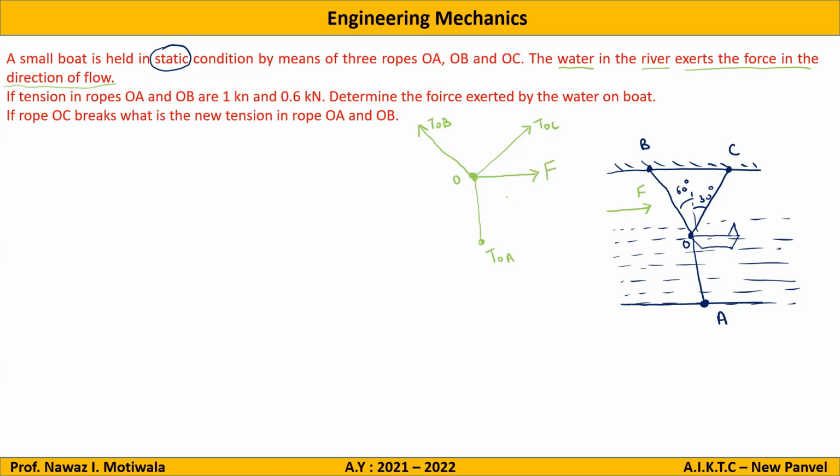Okay. Then we are given that the tension in the ropes OA is 1 kilonewton and OB is 0.6 kilonewton, and we are required to determine the force exerted by water on the boat. That means we need to find F. So now what is your opinion? Can you apply Lami's theorem?